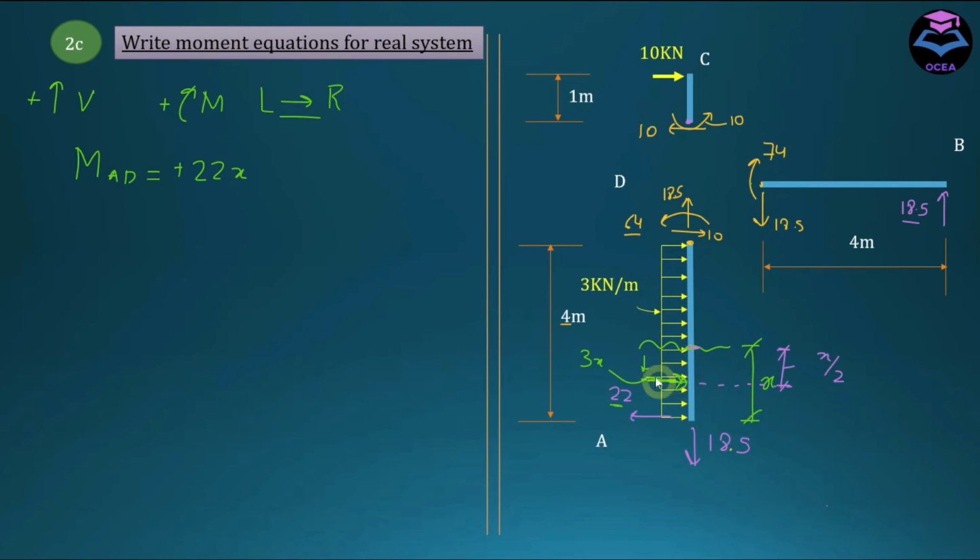So this UDL is creating a counterclockwise moment, so this is going to be negative 3x into x by 2. Now let's write the moment equation for this member. Cut an arbitrary section. Let's denote this coordinate as x. An equation of MDC is written using the same principle. Stand on the section C on the left hand side and take the algebraic sum of all the moments before this section.